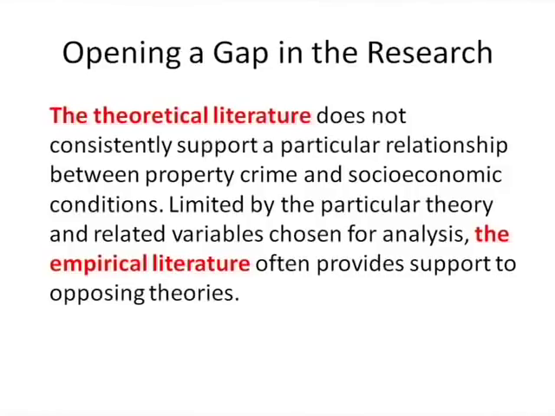The theoretical literature does not consistently support a particular relationship between property crime and socioeconomic conditions. Limited by the particular theory and related variables chosen for analysis, the empirical literature often provides support to opposing theories. So what you're saying is the theoretical literature, there's not really consistency there, and the empirical literature also has different results. So what am I going to do for my study?